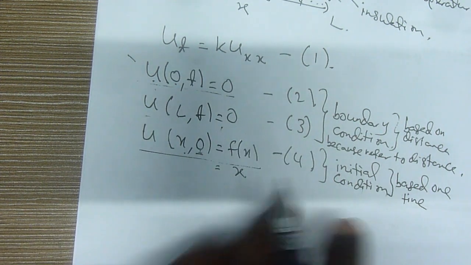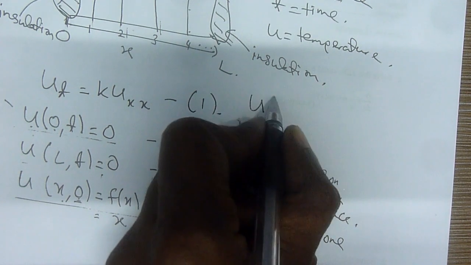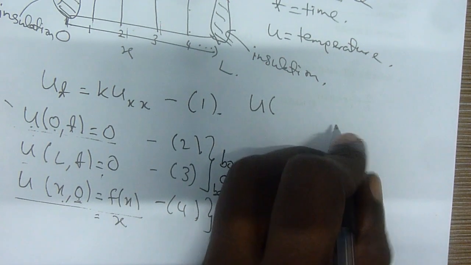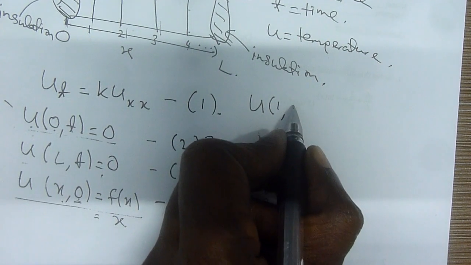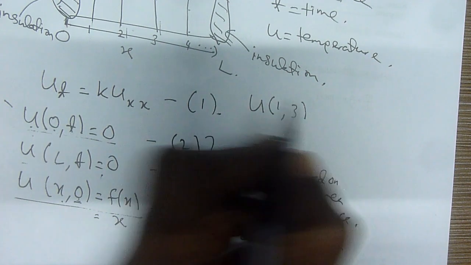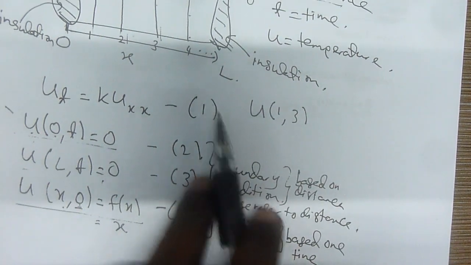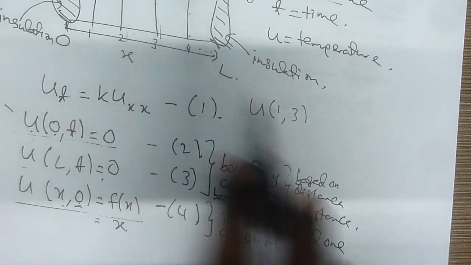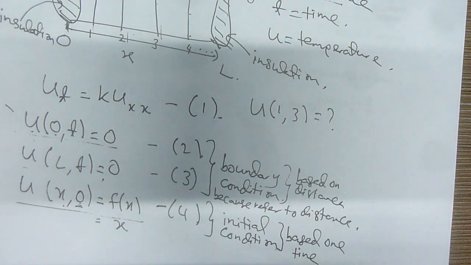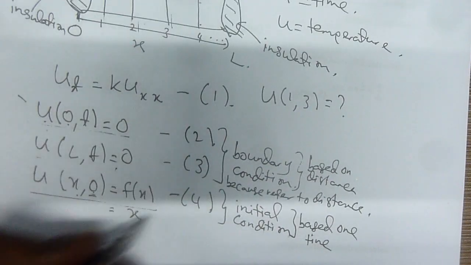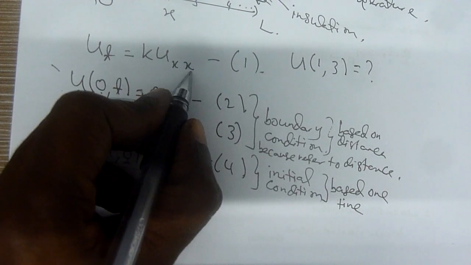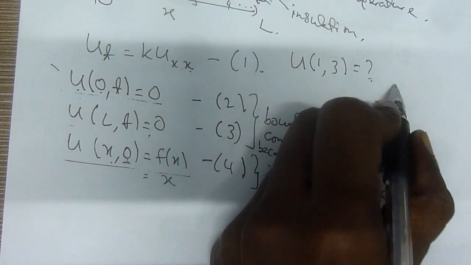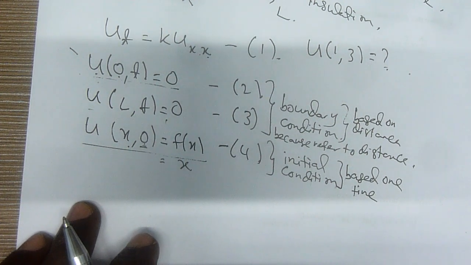If somebody asks you, for example, the time is 3 minutes, remember, it's not the initial condition anymore, the time is already 3 minutes, at place 1, what is the temperature? If they ask you this, you won't be able to answer with this. You need to solve it, then only are you able to answer this question. The solution is later. I'll show you how to solve it straight away.